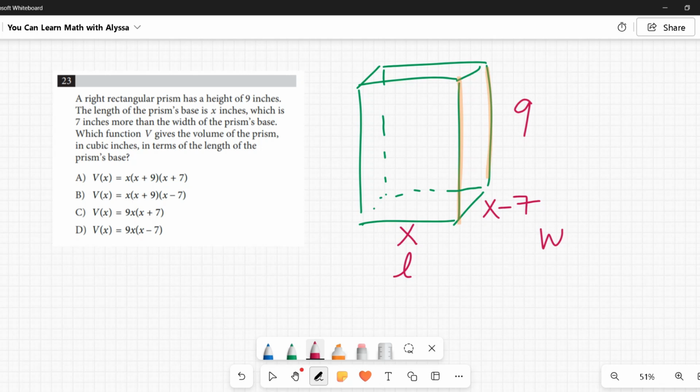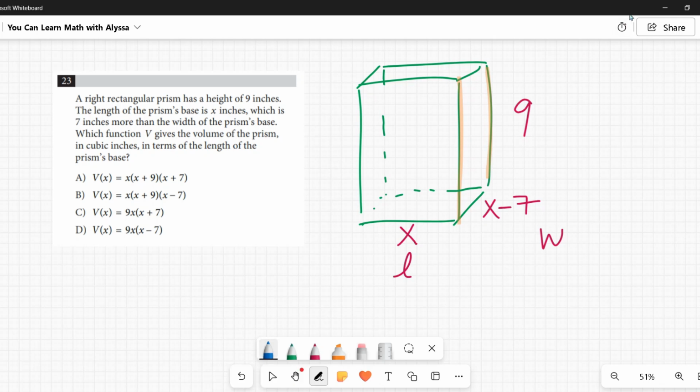Now, which function v gives the volume of the prism in cubic inches in terms of the length of the prism's base? They're just meaning you don't have to solve for x. There would be no way to solve for x in this case, frankly. But when they're saying in terms of the length, we were told that the length was x. So you can just leave the x in there. Don't worry about trying to get rid of the x. That's what that means when they say in terms of the length. Just use the x.